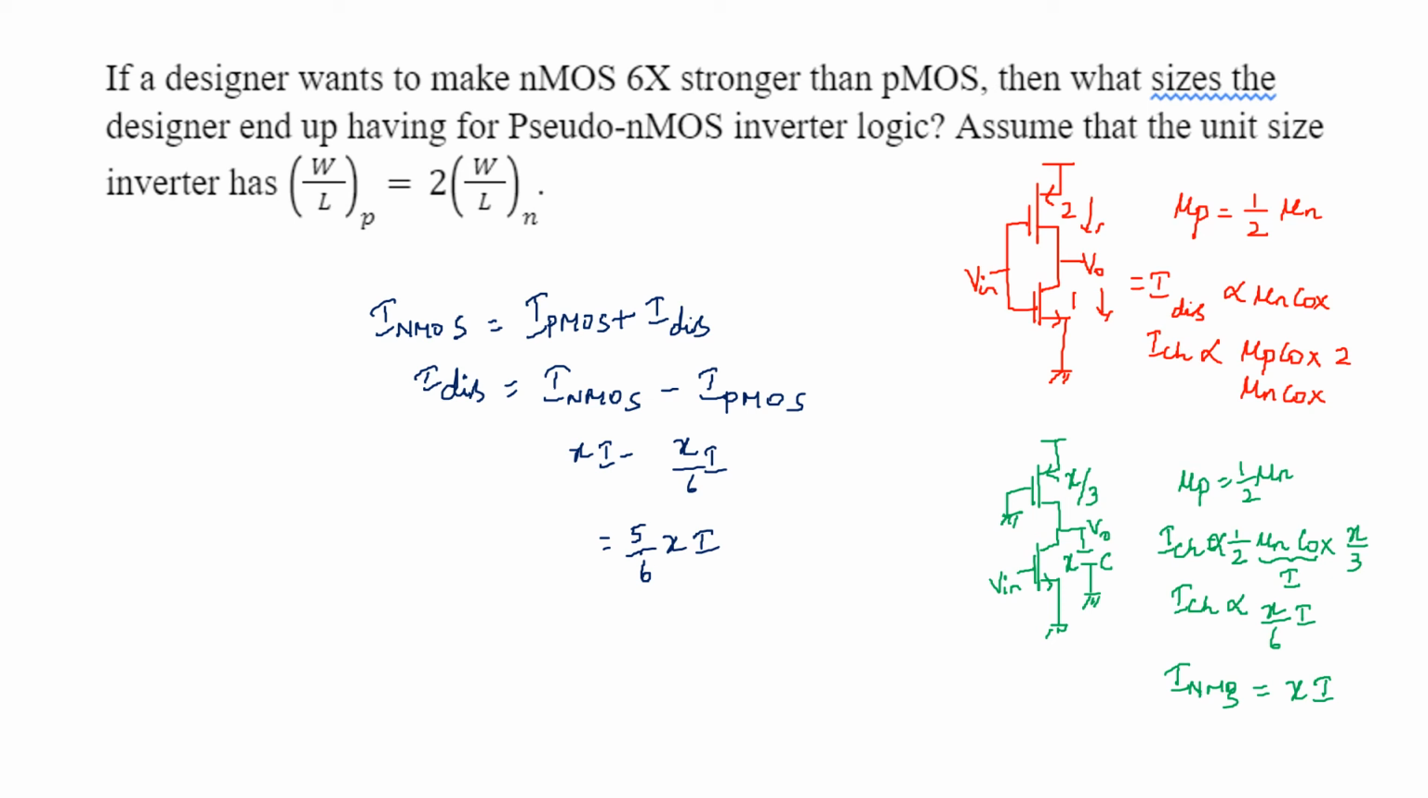So now what is the value of X that I should choose, so that the discharge current here is equal to the discharge current of the unit inverter? That is, this discharge current must be equal to the discharge current of the unit inverter. So what should be the value of X here? X must be equal to 6 by 5, which is nothing but the size of the NMOS, right? X by 3 is the size of the PMOS. So this must be equal to 2 by 5.